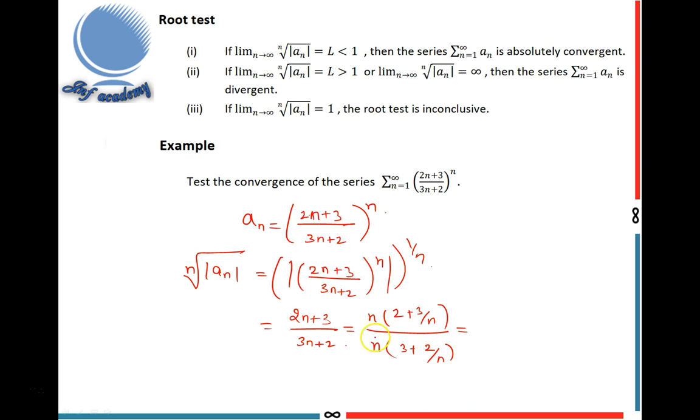So finally n cancels. Next, limit n tends to infinity nth root of modulus an equals, n cancels, and as n tends to infinity 3 by n is 0 and 2 by n is 0. Limit n tends to infinity 1 by n is 0, so those terms are 0. Finally the numerator is 2 and the denominator is 3. This is 2 by 3, which is less than 1. So by using the root test, this value is less than 1, so the given series is absolutely convergent. That means it is convergent by the root test. So the given series is absolutely convergent and convergent also.